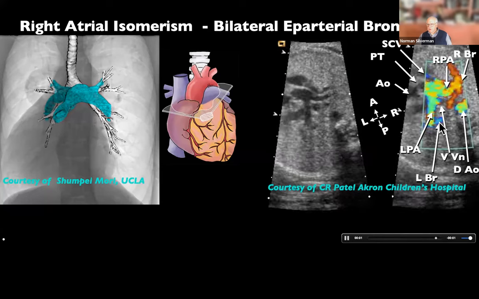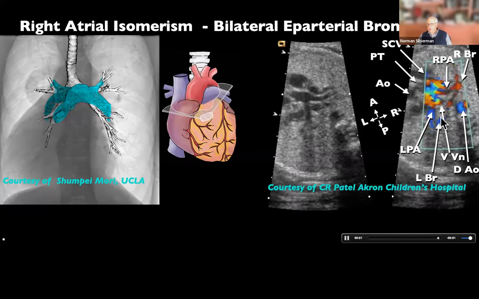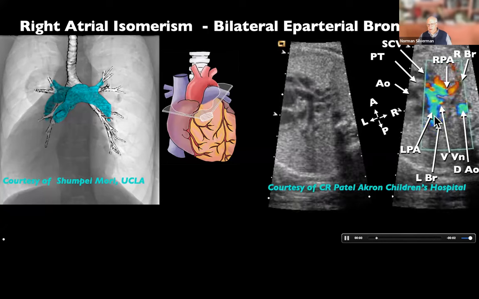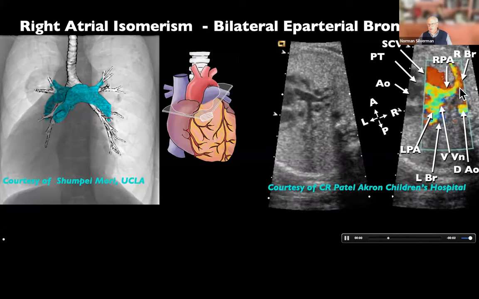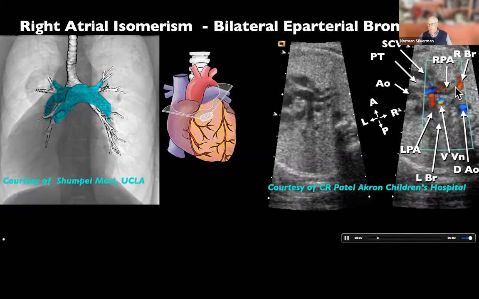And you can see that this is bronchus, and there's a left bronchus on this side, right over there. And these bronchuses are below the pulmonary arteries. I beg your pardon, above the pulmonary arteries. So these are epiarterial bronchuses, and you have to go out laterally, not medially, to see these vessels crossing over the bronchi.